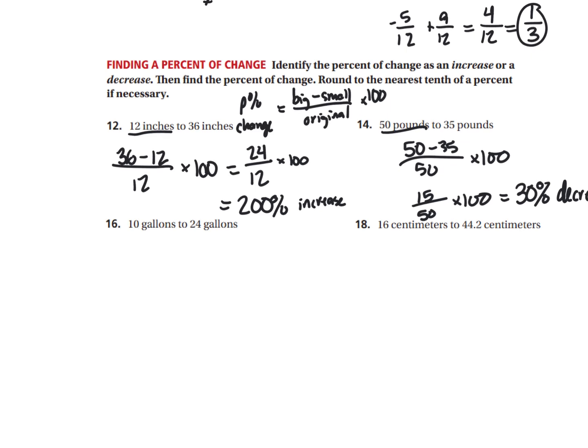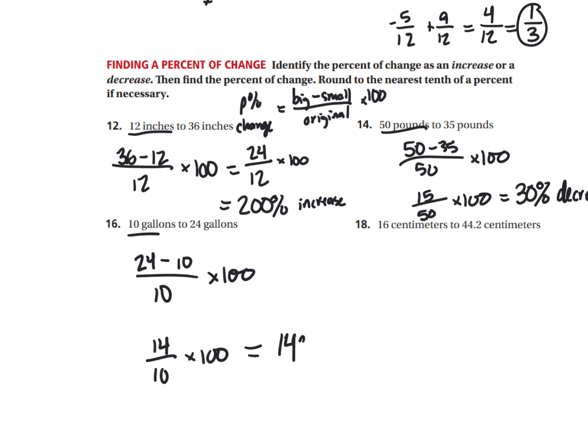Number 16, 10 to 24. 24 is my big number, 10 is my small. My original starts out with 10, so I'm going to divide by that. And I need to then multiply it by 100 to make it a percent. 14 over 10 times 100. When I do that, I should get 140%. 10 to 24, that went up, so that's an increase.